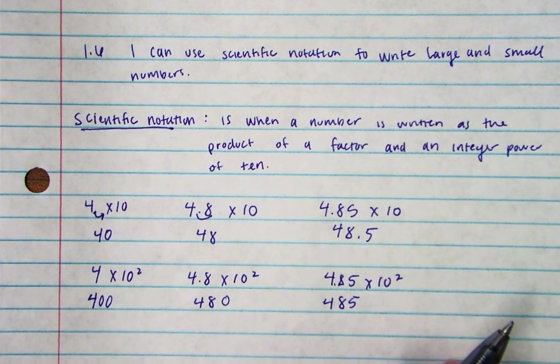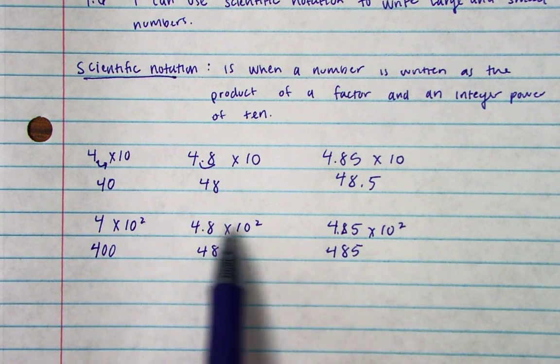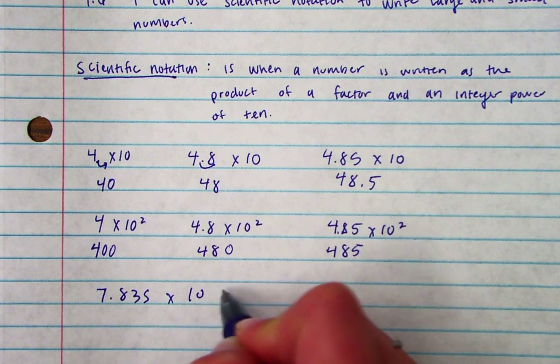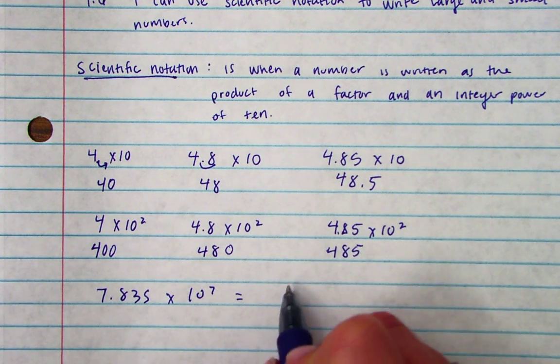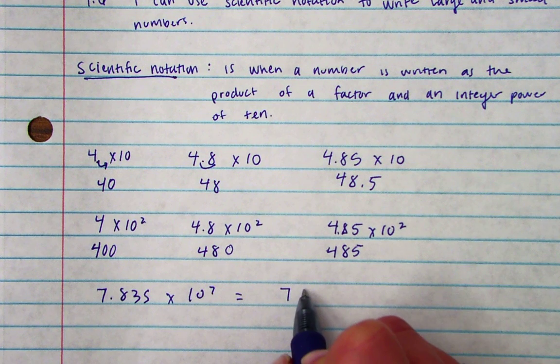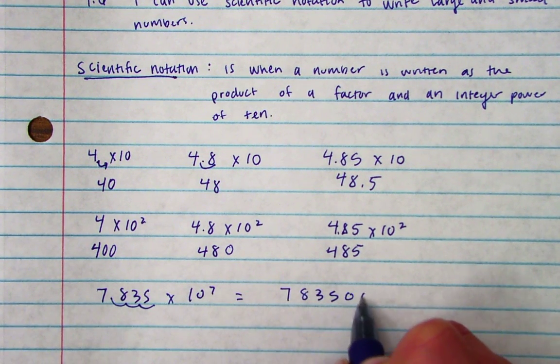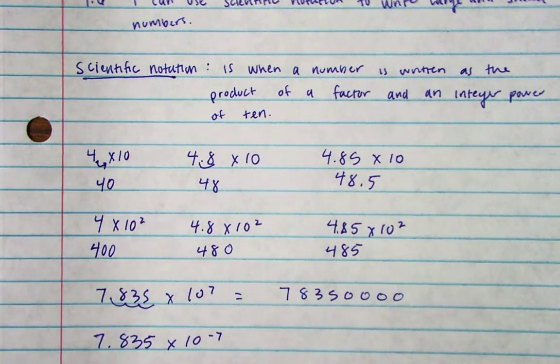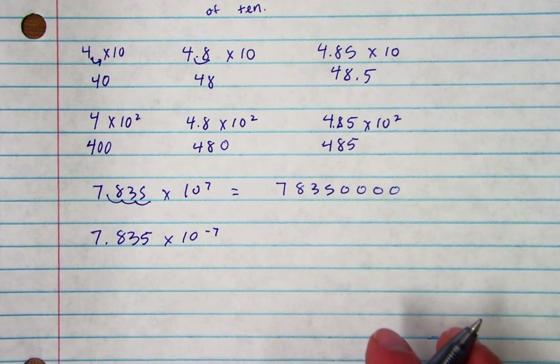However, we did positive exponents, and we could do this even like 7.835 times 10 to the 7th. If I were to write this out, we would move the decimal over 7 times: 1, 2, 3, 1, 2, 3, 4, 5, 6, 7. So this would be a really large number that we can write with scientific notation. However, I could also do 7.835 times 10 to the negative 7th, and that would make it a very, very small number.